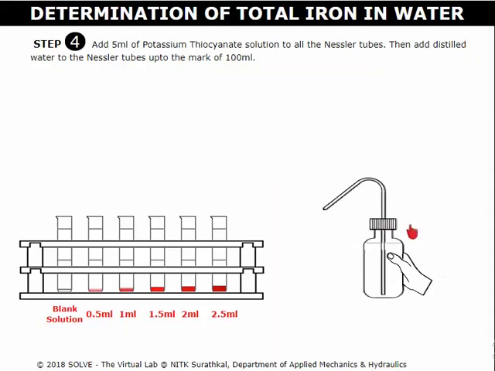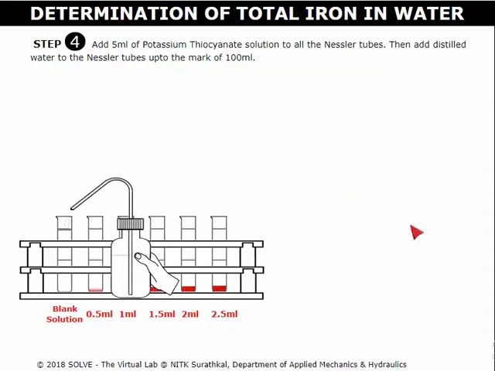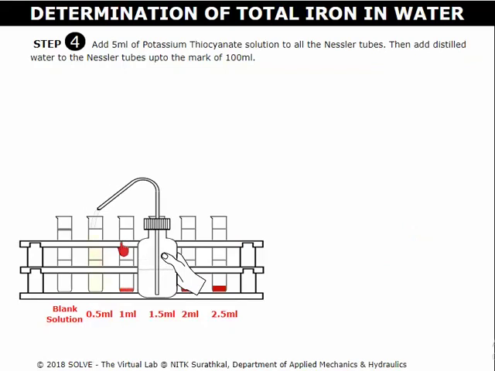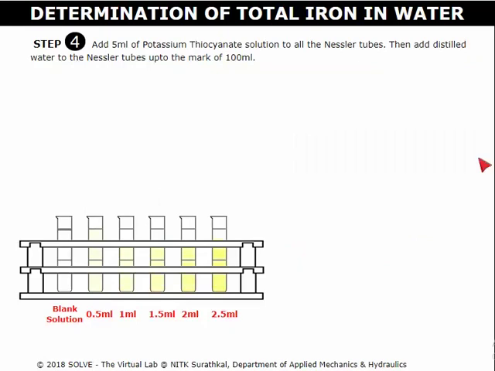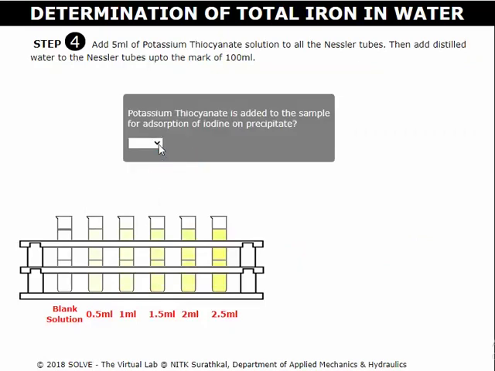Click on the distilled water and add it to the Nessler tube until it fills up to the mark of 100 ml. Similarly, add the distilled water to all the Nessler tubes. Select the correct answer to the pop-up question to proceed to the next step.